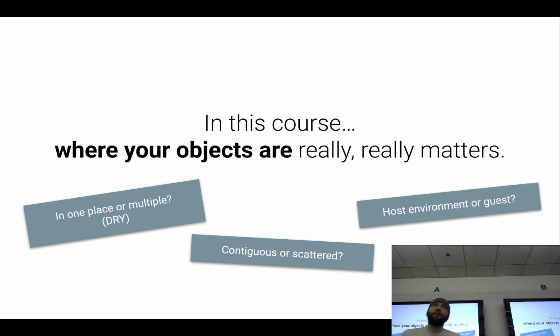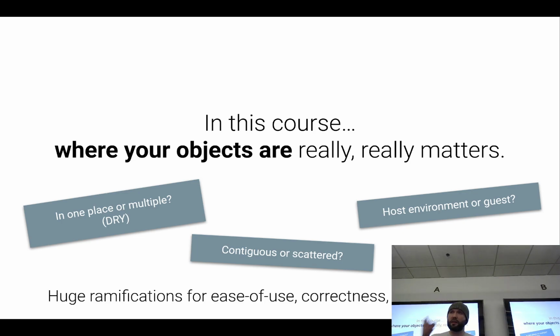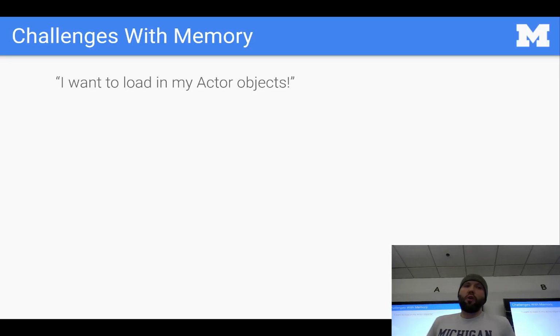You're going to have to ask yourself, where are my objects? What environment is controlling my objects? Is it the host language or the guest language that's managing and manipulating our objects? There's often a big performance difference there. There are huge ramifications for your ease of programming, the elegance of your code, correctness, and performance. We're going to talk about performance at a later date as it becomes more important on the later homeworks. So let's talk about some challenges you're probably going to run into with your memory.